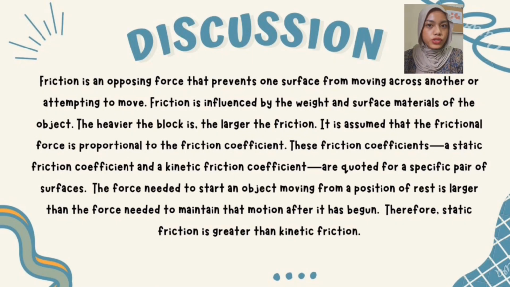Friction is an opposing force that prevents one surface from moving across another or attempting to move. Friction is also influenced by the weight and surface materials of the object. The heavier the block is, the larger the friction. It is assumed that the frictional force is proportional to the friction coefficient. These friction coefficients, the static friction coefficient and kinetic friction coefficient, are quoted for a specific pair of surfaces. The force needed to start an object moving from a position of rest is larger than the force needed to maintain that motion after it has begun. Therefore, static friction is greater than kinetic friction. That's all from the discussion.